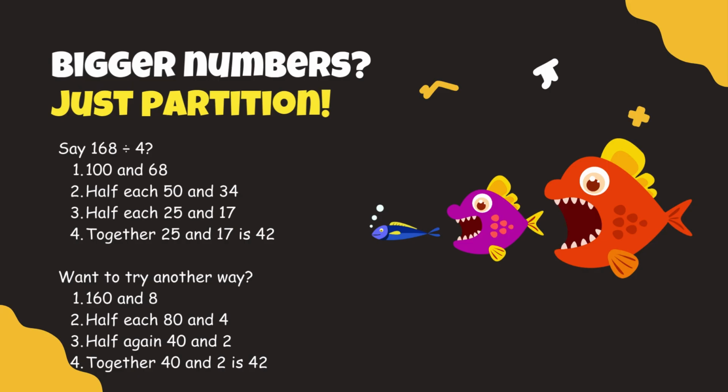The second way we could do it is split up 168 into 160 and 8. Half of each is 80 and 4. Halving again gets us 40 and 2. Together that gives us 42.